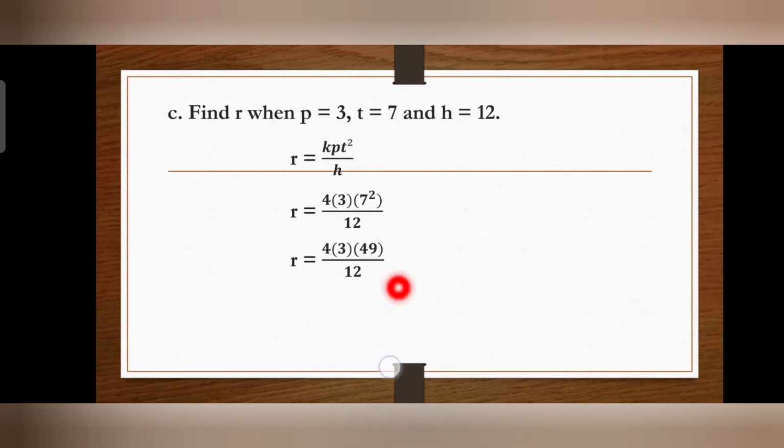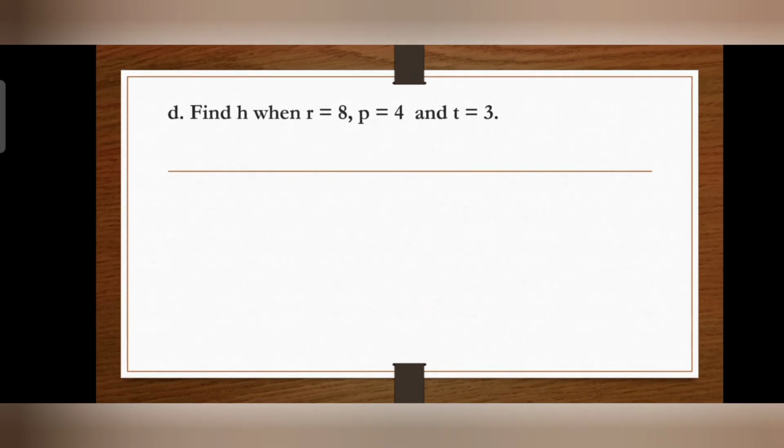Next is you cross multiply. So, R times 12, then this one times 1. So, first, let's multiply the numerator. So, 4 times 3 times 49 is 588 divided by 12. So, R is equal to 49. So, 588 divided by 12 is 49. By the way, you don't have to cross multiply anymore. It goes straight. So, the value of our R is 49.